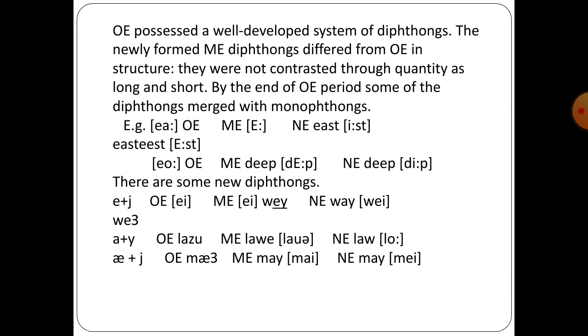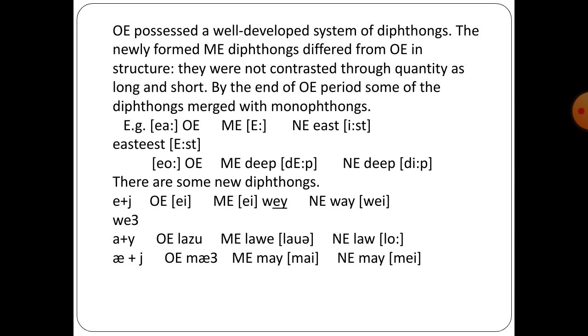Old English possessed a well-developed system of diphthongs. The newly formed Middle English diphthongs differed from Old English in structure. They were not contrasted through quantity as long and short. By the end of the Old English period, some of the diphthongs merged with the monophthongs. For example, EA in Old English and in Middle English E.